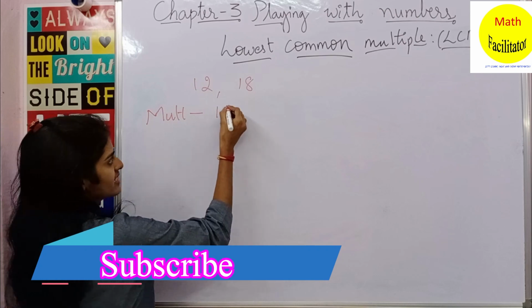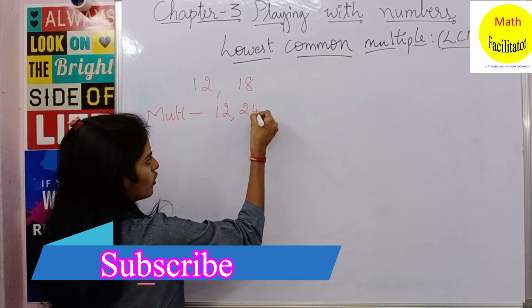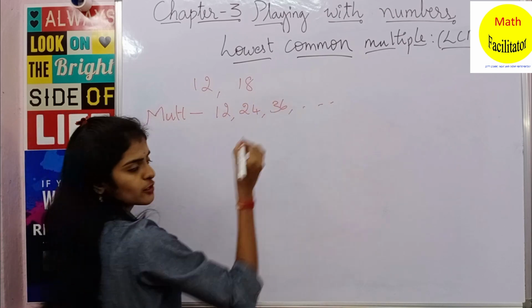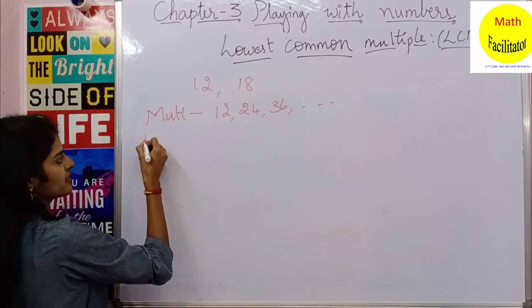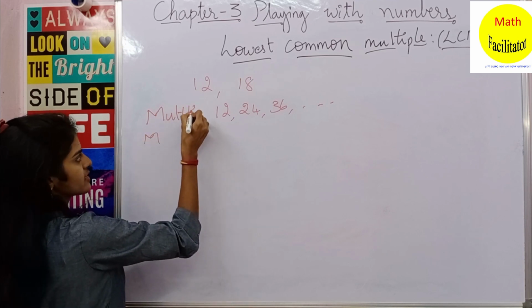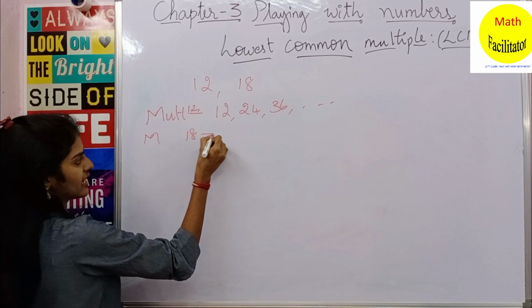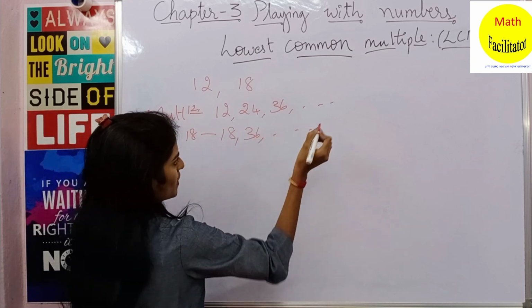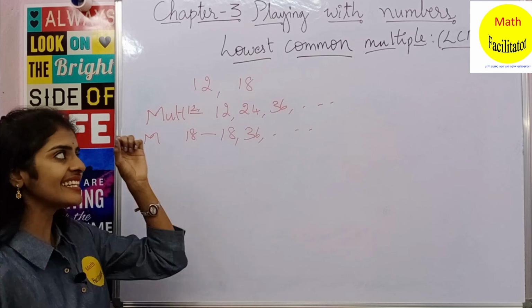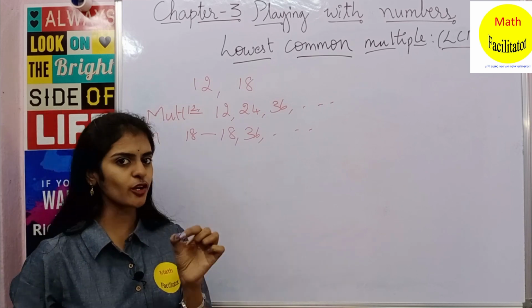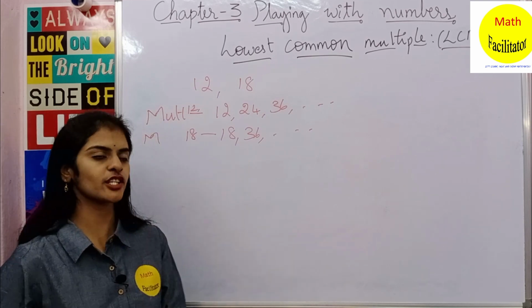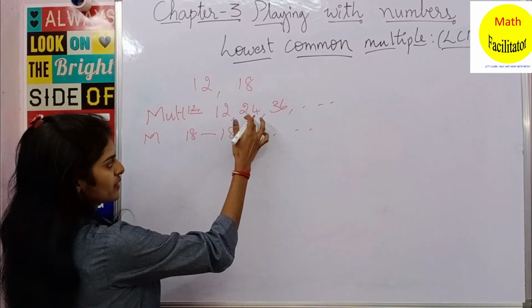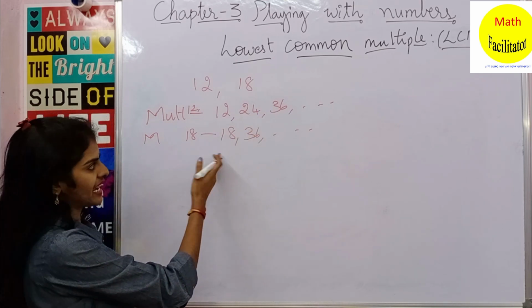So multiples of 12 are 12, 24, 36 and so on. And let me find the multiples of 18. It is nothing but 18, 36 and so on. So now we want the least common multiple. The first common multiple would be the least common multiple. So here 12, 24 are not there in the multiples of 18.